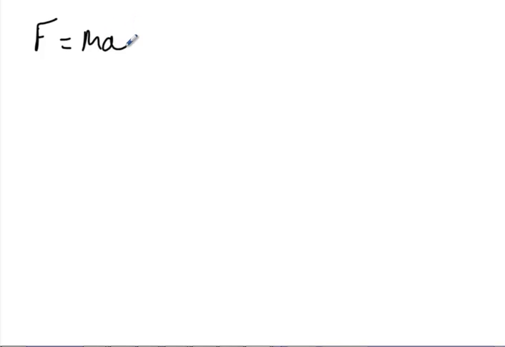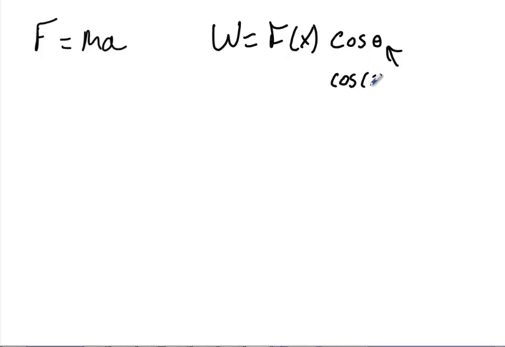Now, remember, work is equal to force times distance. And if it moves a distance x, that's times the cosine of the angle between them. But if they're moving in the same direction, then the cosine of 0 is equal to 1. So what we can say is work is equal to force times distance when the force and the motion are in the same direction.